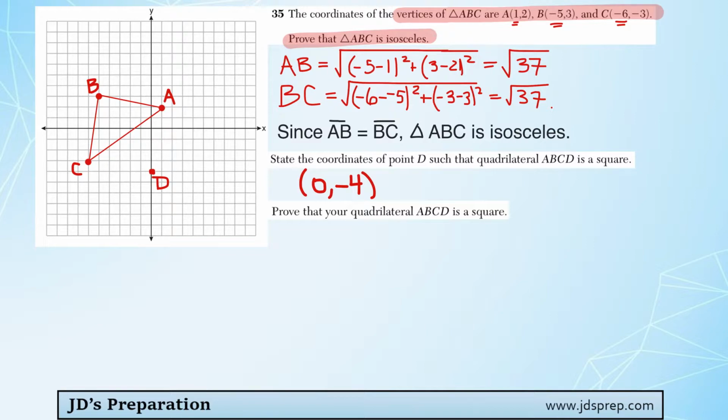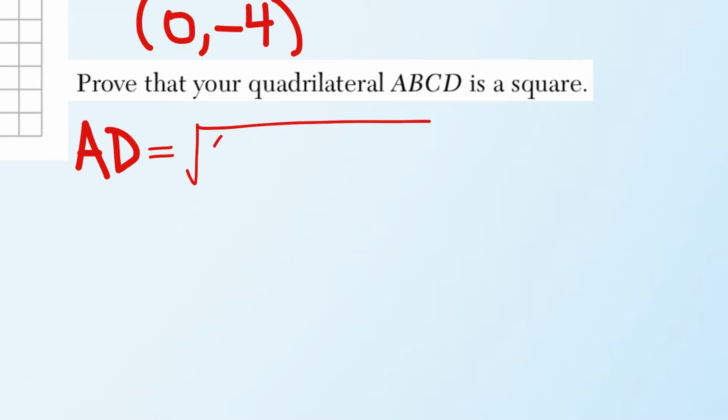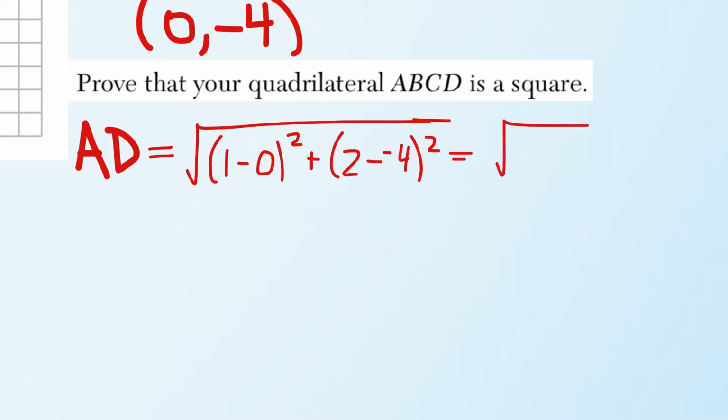So let's start by proving that all four sides are the same length. We've already got a head start on that. We've already shown that AB and BC, the length of those is root 37. So our next step would be to show that the lines from A to D and C to D are also the same length. Let's start with the line AD. Using that same distance formula again, it's going to be the square root of 1 minus 0 squared plus 2 minus -4 squared. And of course, that works out to root 37 as we expected.